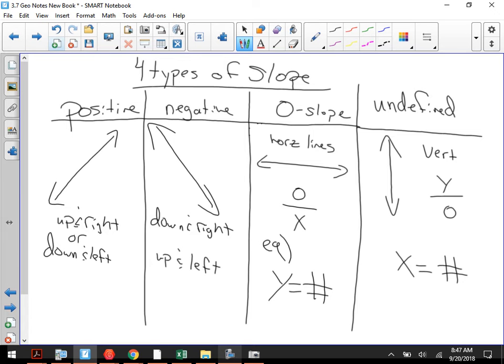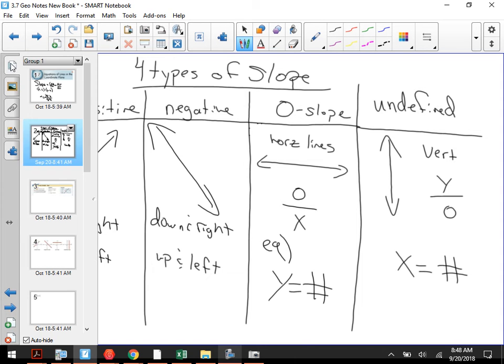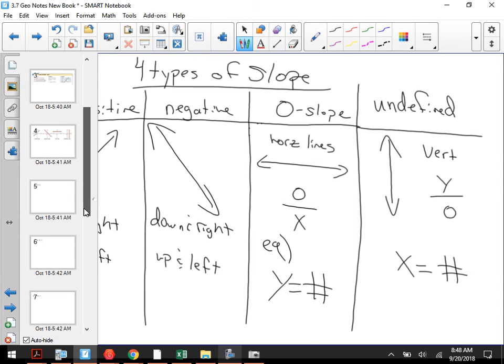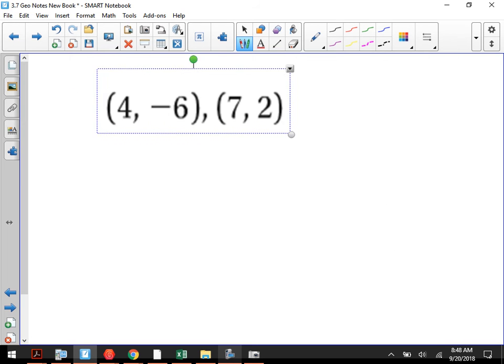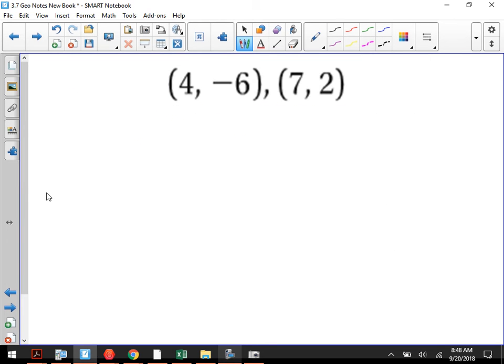So slopes, you will run the tally here: the change in y over the change in x. Find the slope between those 2 points. Find the slope between those 2 points, please.